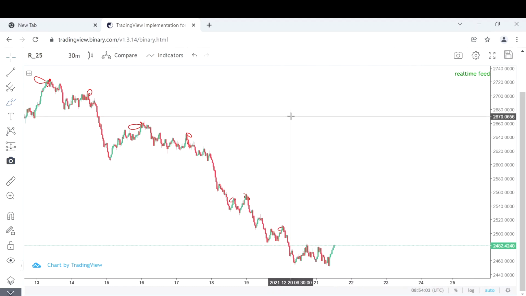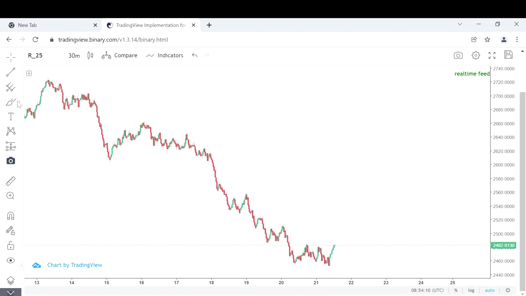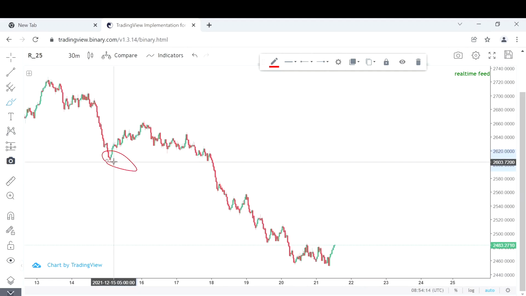For example, what do I mean by a support zone? An example of a support zone is this. This is a support zone here. Are you seeing this? Here is a support zone. Support zones are at the bottom.